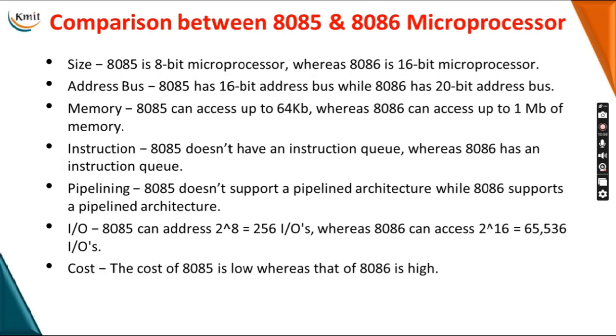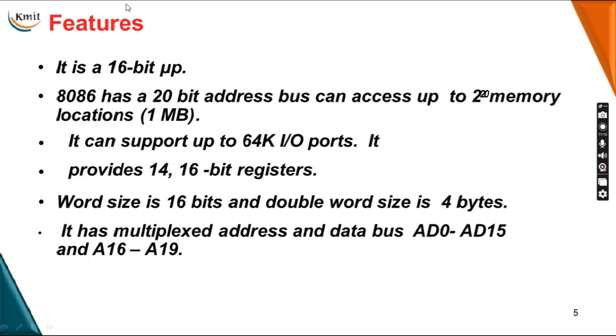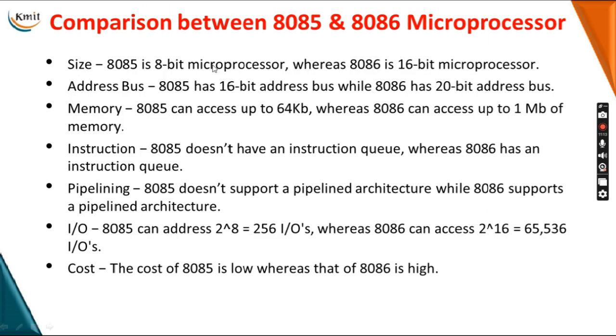Next, now we'll see some comparison between the 8085 microprocessor and the 8086 microprocessor. Until now you know that the 8085 is an 8-bit microprocessor, whereas the 8086 is a 16-bit microprocessor. Some more differences we are going to see here. The 8085 has a 16-bit address bus, the 8086 has a 20-bit address bus. This is one more important point: address bus 16-bit, address bus 20-bit.